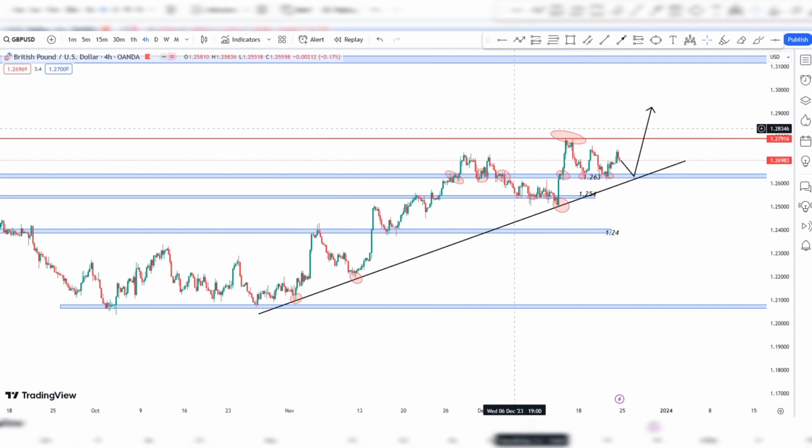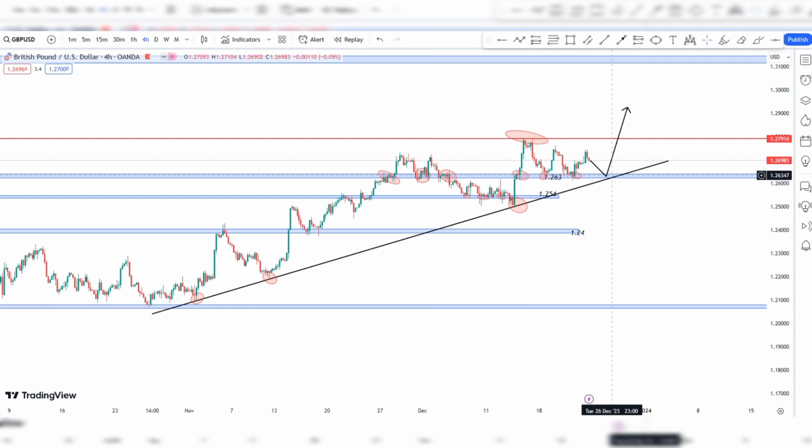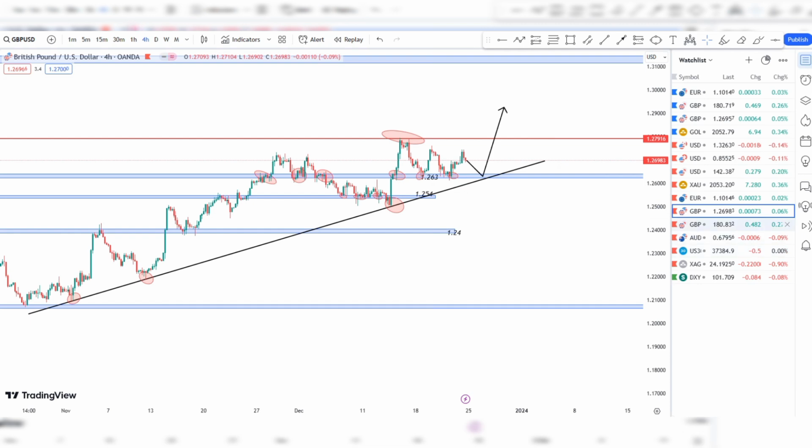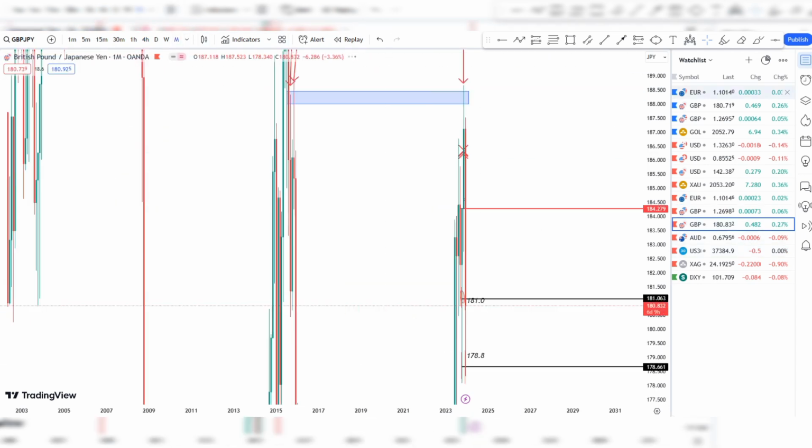So this is my analysis for GBPUSD. My bias is more bullish, but I'll wait for price to get down to the 1.26 area before I do anything about it. Next, going to go through GBPJPY.